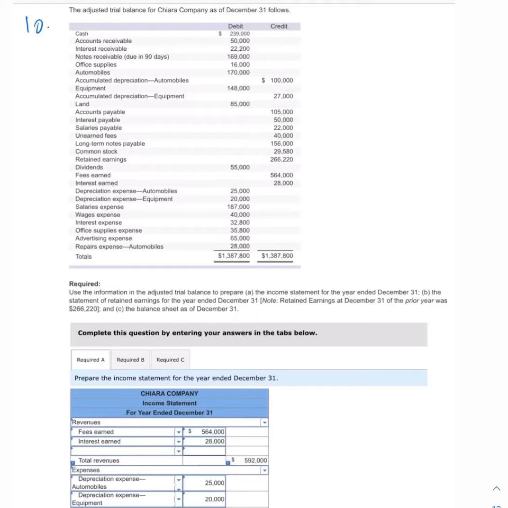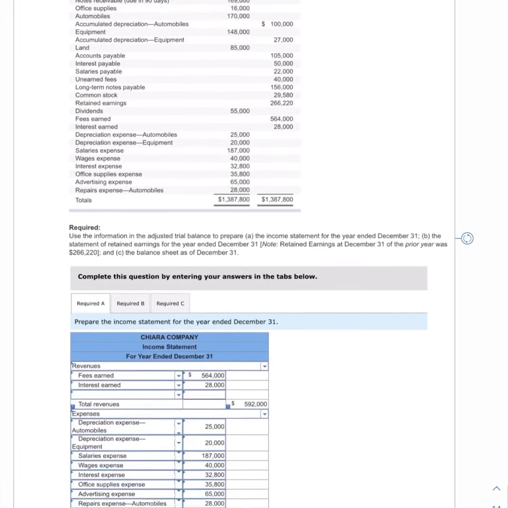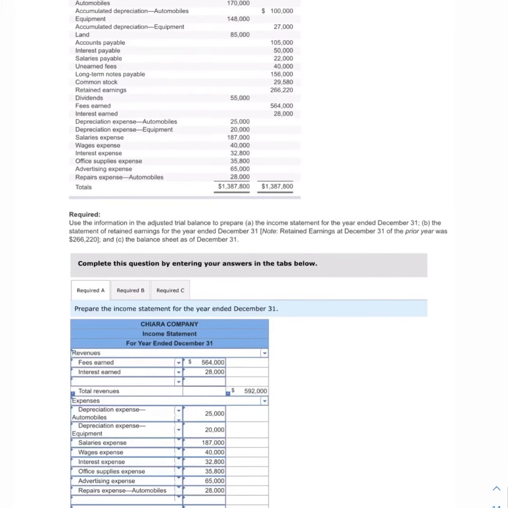So now for question number 10, once again, they have us preparing an income statement, statement of retained earnings, and balance sheet. So I'm not going to go through this one as detailed as we have on the others because it's essentially the same thing. A couple of quick things to point out here. Really, this is just a longer version of the previous questions. In this case, you actually do have 2 revenue accounts, both fees earned and interest earned. That gives you your total revenue.